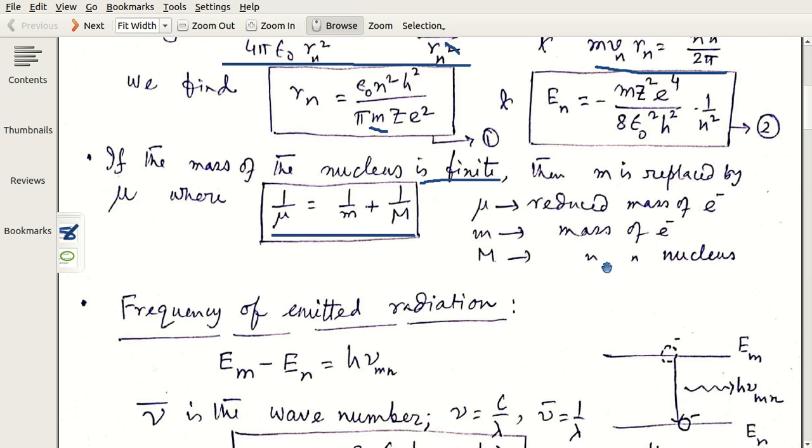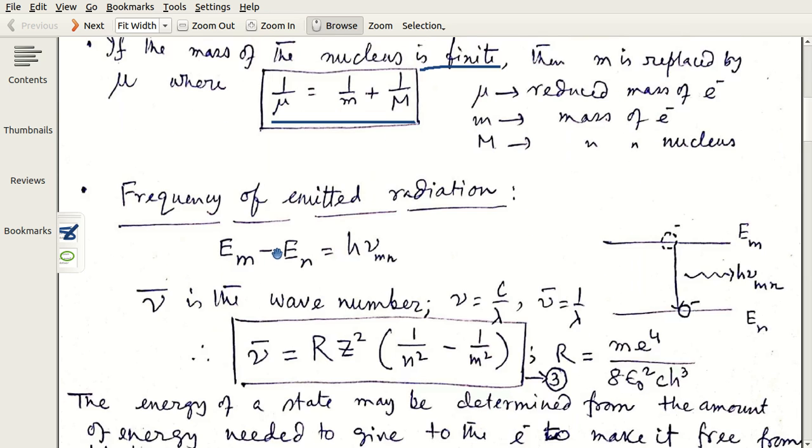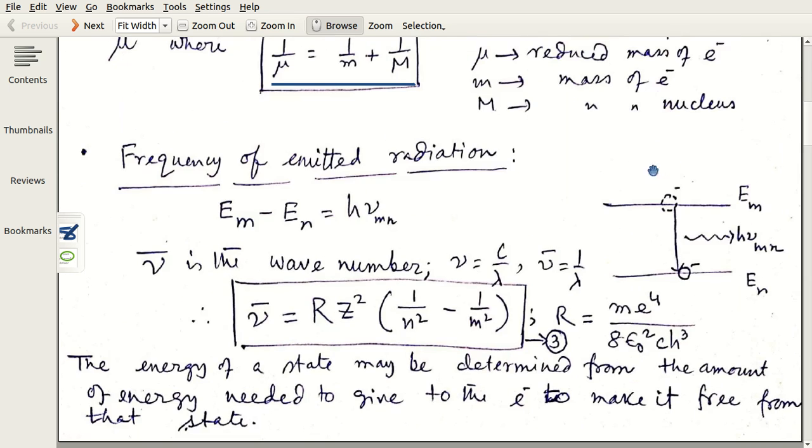Capital M is the mass of the nucleus, and so on. In case of an infinitely heavy nucleus, we place capital M equal to infinity, so 1 by mu equals 1 by m in that case, and your reduced mass is the mass of the electron, what was used here. In case of an infinitely heavy nucleus, this is the relation, and if you want to use finite mass of the nucleus, you replace this m by mu. As simple as that. And the frequency of the emitted radiation is like this.